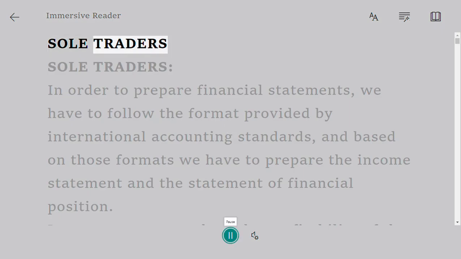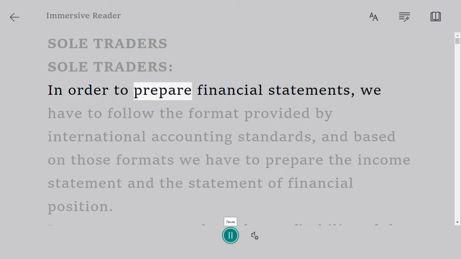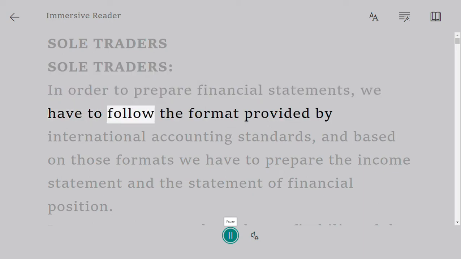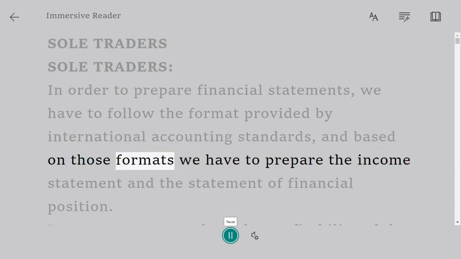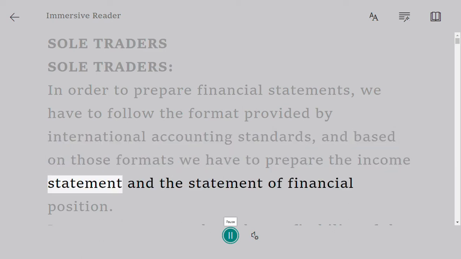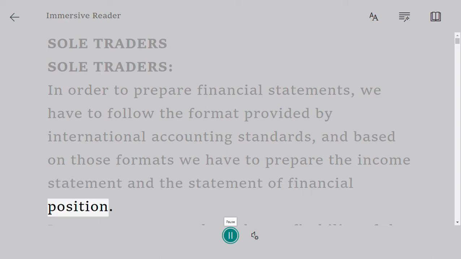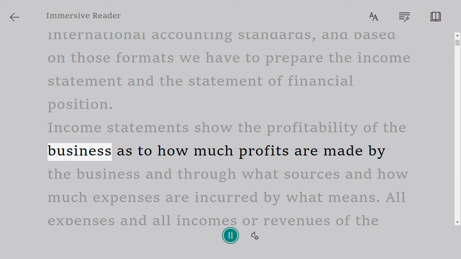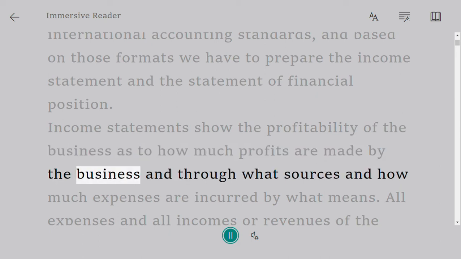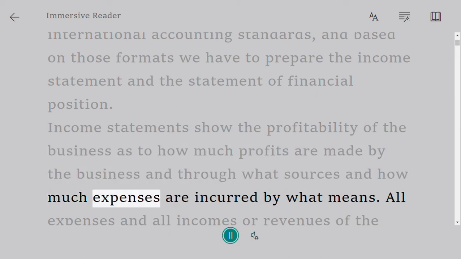Sole traders. In order to prepare financial statements, we have to follow the format provided by international accounting standards, and based on those formats we have to prepare the income statement and the statement of financial position. Income statements show the profitability of the business as to how much profits are made by the business and through what sources, and how much expenses are incurred by what means.